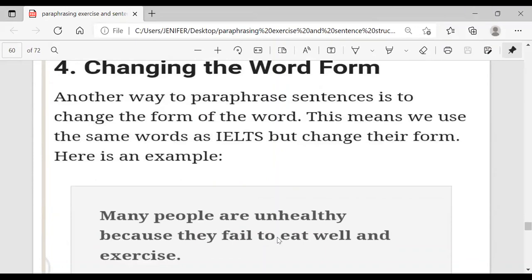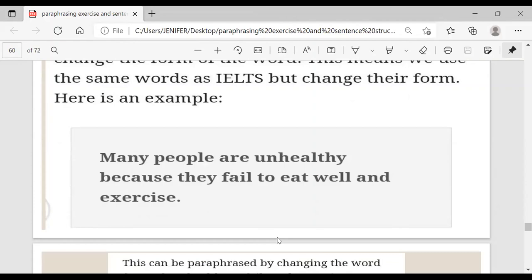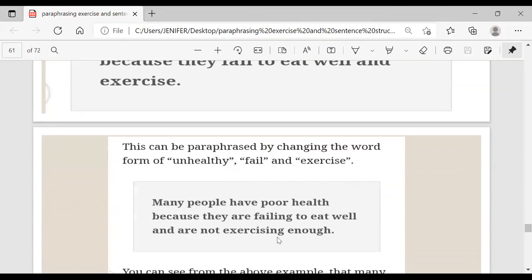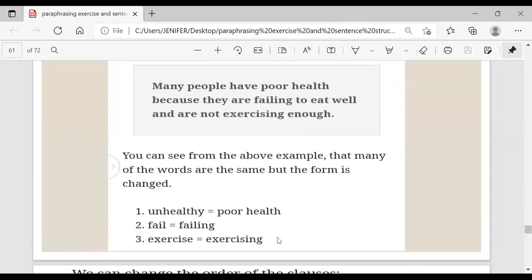Changing the word form. Another way to paraphrase sentences is to change the form of the word. This means we use the same words as IELTS but change their form. Here is an example. Many people are unhealthy because they fail to eat well and exercise. This can be paraphrased by changing the word form of unhealthy, fail, and exercise. Many people have poor health because they are failing to eat well and are not exercising enough.